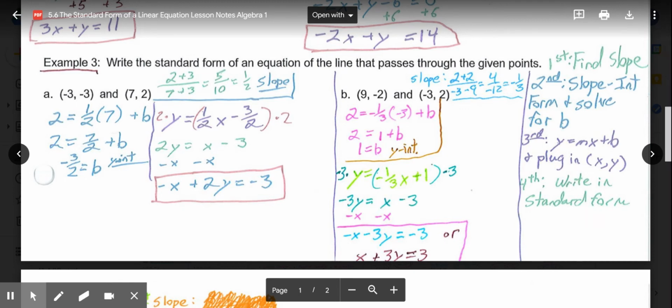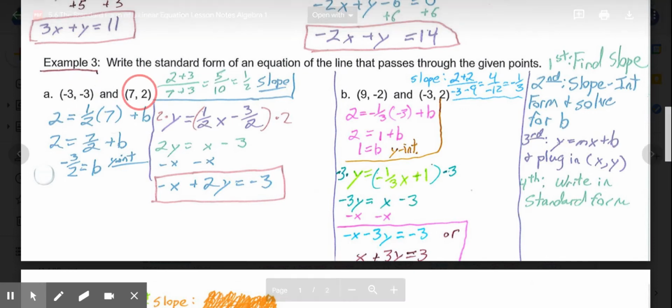In A, they give us 2 points, (-3, 7) and (2, ...). So I'm going to find the slope, change in y over change in x. 2 minus -3 on top is 2 plus 3. 7 minus -3 on bottom is 7 plus 3. So my slope is 5 over 10, which is a positive 1/2. So step 1, found my slope.